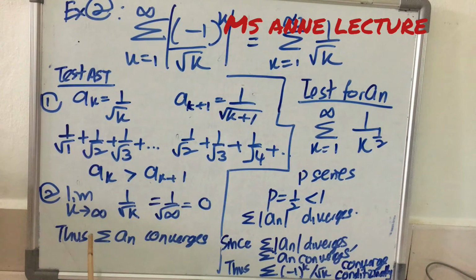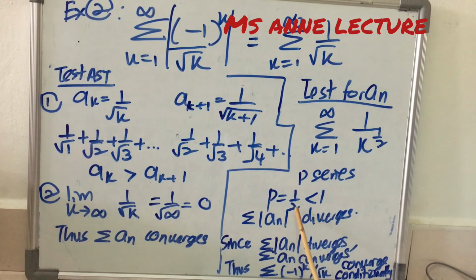Here we test for the second condition of AST: limit k approach infinity, 1 over square root k, and we get 0. So since it satisfies both conditions, the series an converges. And then we test for the absolute value of an. Here we have to identify whether there is a p series, geometric series, or if there are many polynomials, we can use the limit comparison test. But here, we can test by using the p series.